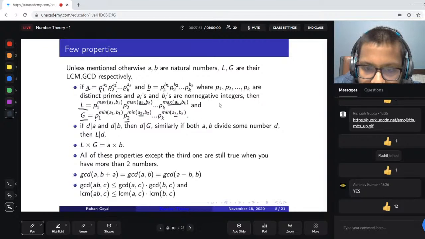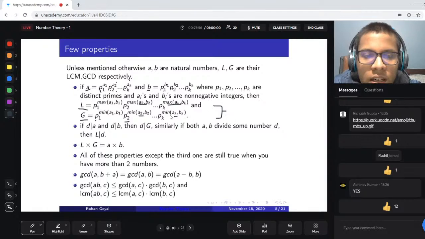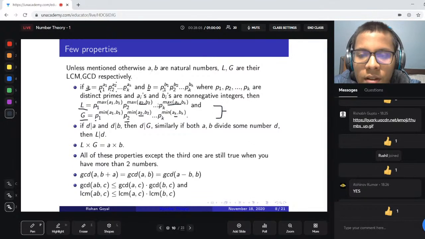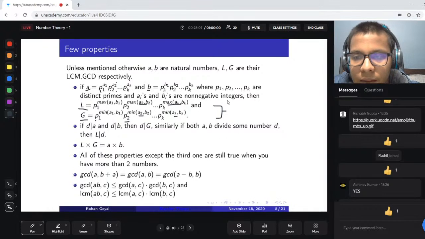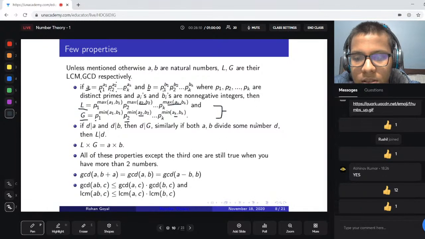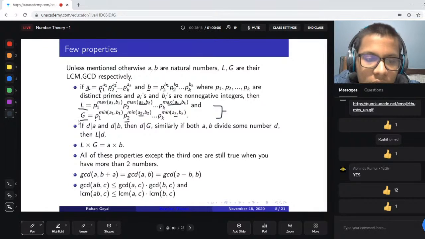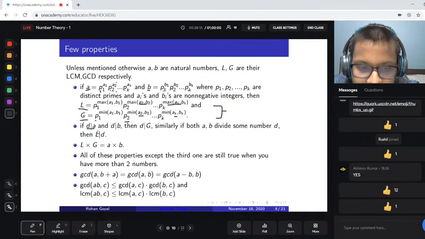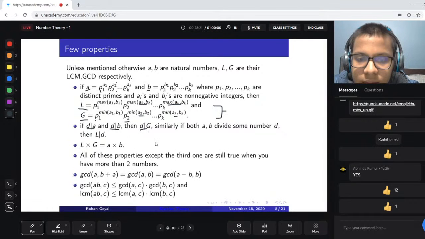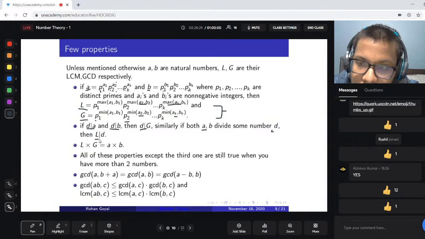I think these results you must have seen in earlier classes as well, where they didn't necessarily give you it with proper notation, but you must have been asked to calculate the GCD and HCF via this technique, where you prime factorize them and then just compare the powers. Now if D divides A and D divides B, then D must divide the GCD. Similarly, if A and B both divide some number D, then LCM must also divide it.